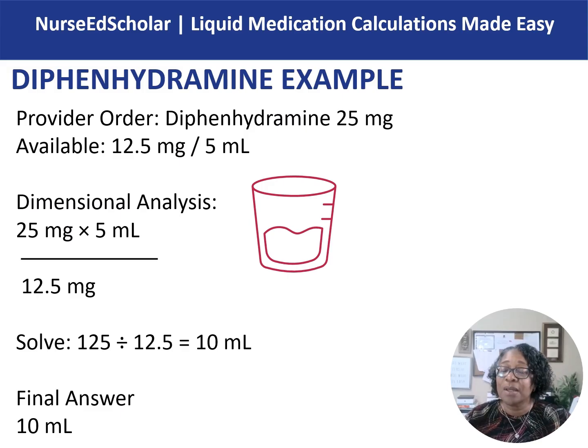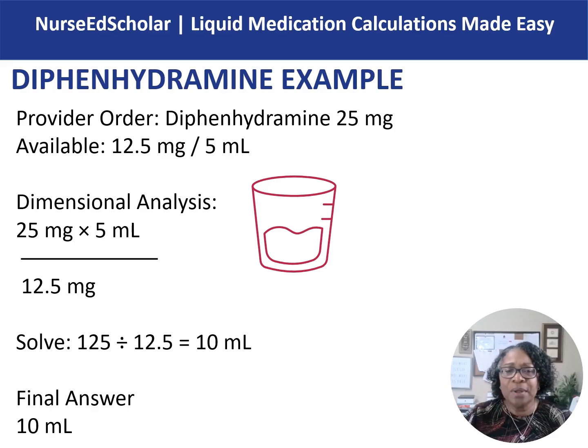And then you're going to multiply that number by the milliliters based on that dose available. So remember, the concentration is 12.5 milligrams per 5 milliliters. And so when you solve that, 25 divided by 12.5 is 2, 2 times 5 is 10. So you will be giving your patient 10 milliliters, excuse me. I got distracted.